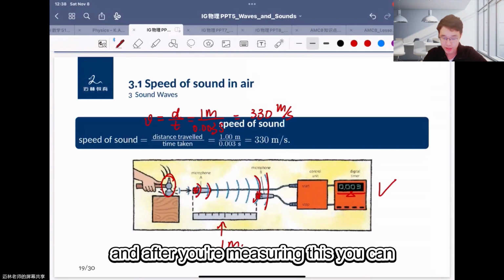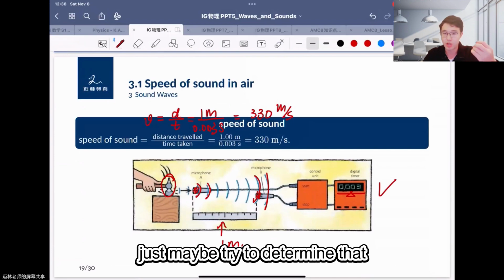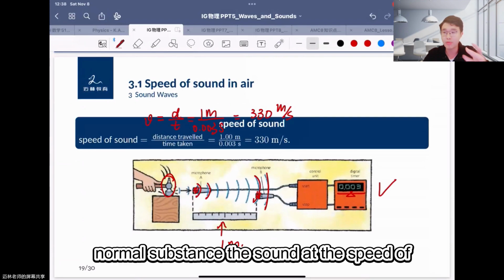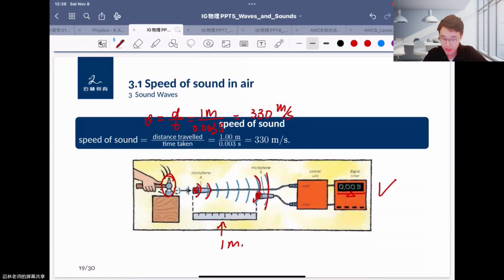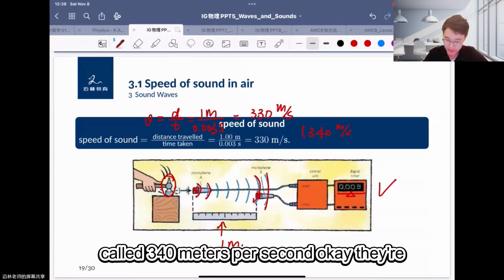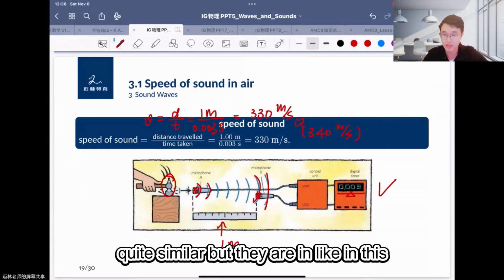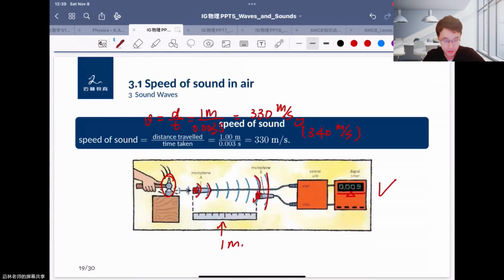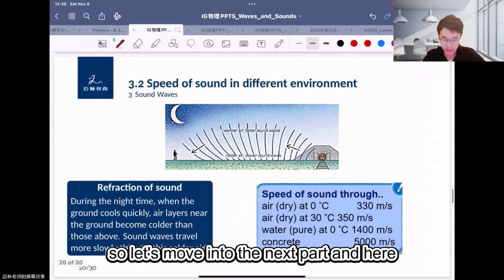And after you measure this, you can try to determine that in normal circumstances, no, sorry, normal circumstance, the sound has a speed of 330, okay? In most tests, there is also another value called 340 meters per second, okay? They're quite similar, but in different situations they equal 330 or 340, okay? Okay, so let's move into the next part.